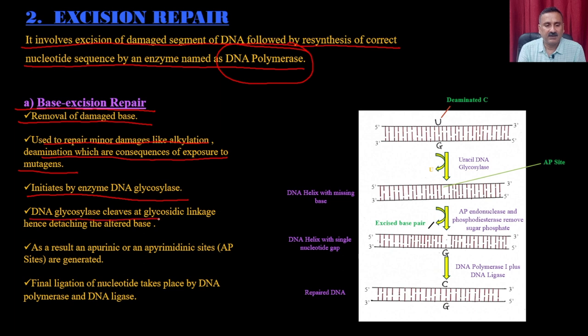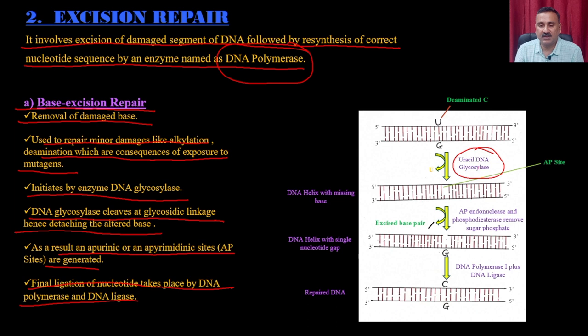The DNA glycosylase cleaves the glycosidic linkage, hence detaching the altered base. As a result, apurinic or apyrimidinic sites are generated. Final ligation of the nucleotide takes place by DNA polymerase and DNA ligase. So this is the mechanism where you have the role of UDG, uracil DNA glycosylase. If you have deaminated cytosine, which becomes uracil, it first forms the apyrimidinic sites, and then these sites are refilled, and that's how you get the repaired DNA at the end of this repair mechanism.